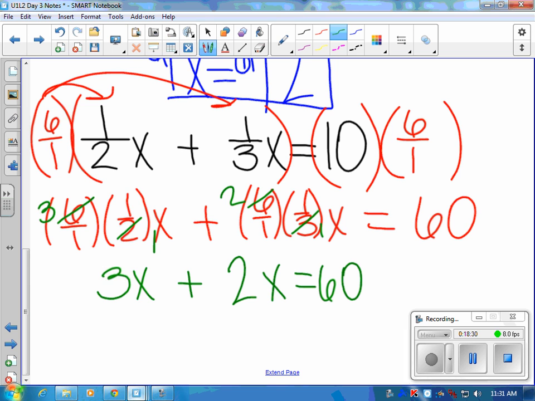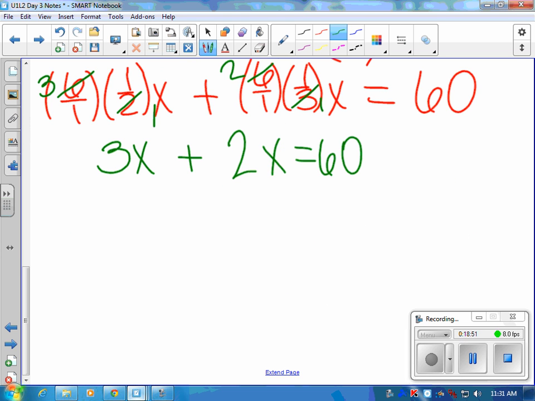Now, the key to that is you have to remember to multiply each term by that number. So I have to multiply the entire left side by 6, and I have to multiply the right side by 6. So you just have to be careful that you're multiplying everything by that value. I'm not changing my problem at all. I'm just getting rid of those fractions. What I do to one side, I must do to the other. And as long as I follow those rules, my equation stays the same.